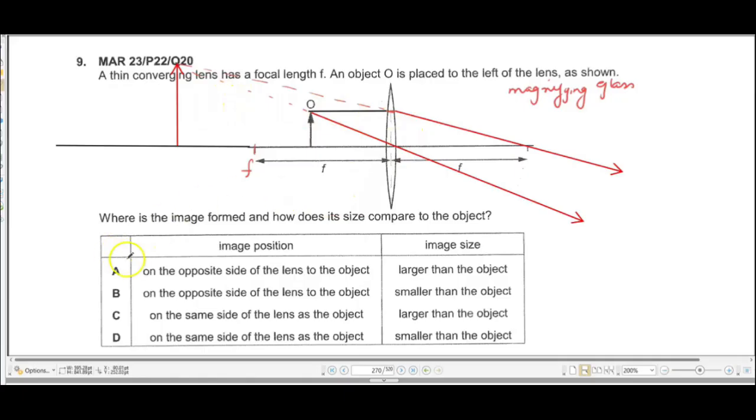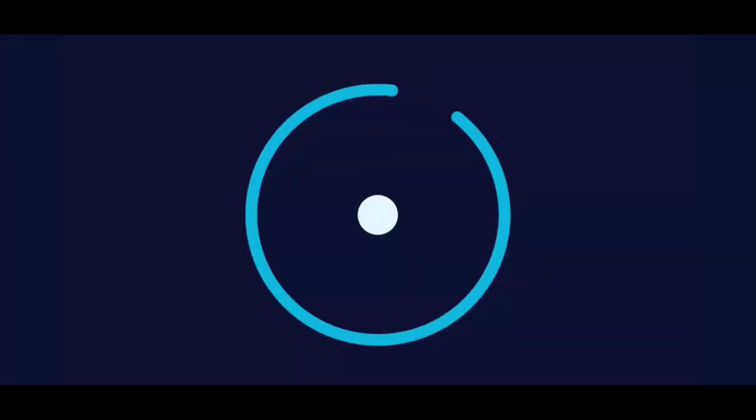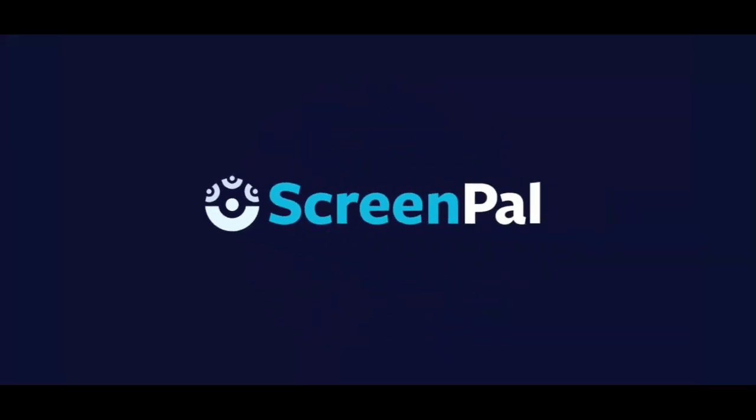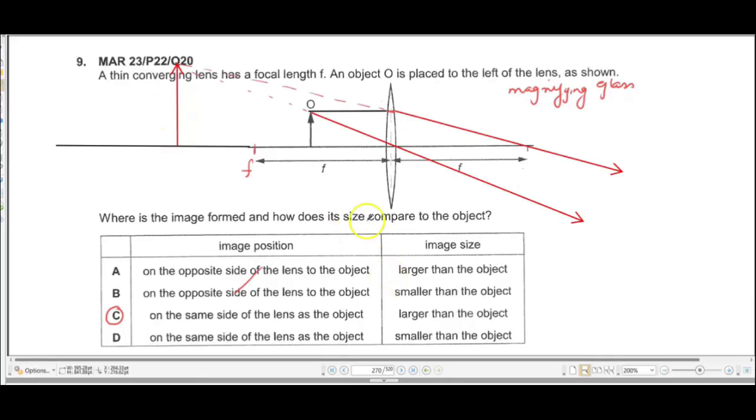So if we look at the options, it's not on the opposite side, but on the same side of the lens and larger than the object, because a magnifying glass enlarges. Okay, so the image is upright, larger, enlarged, on the same side. Okay. Moving on to the next question.